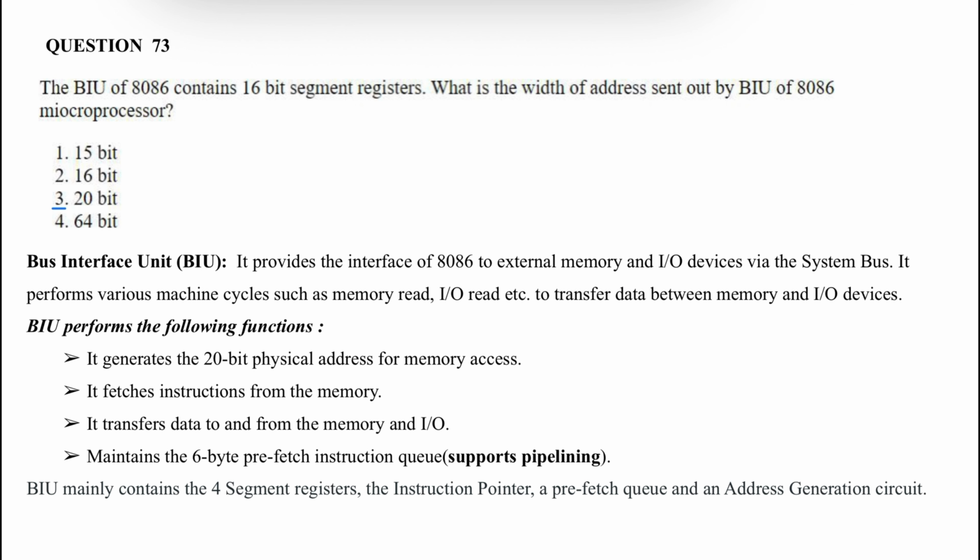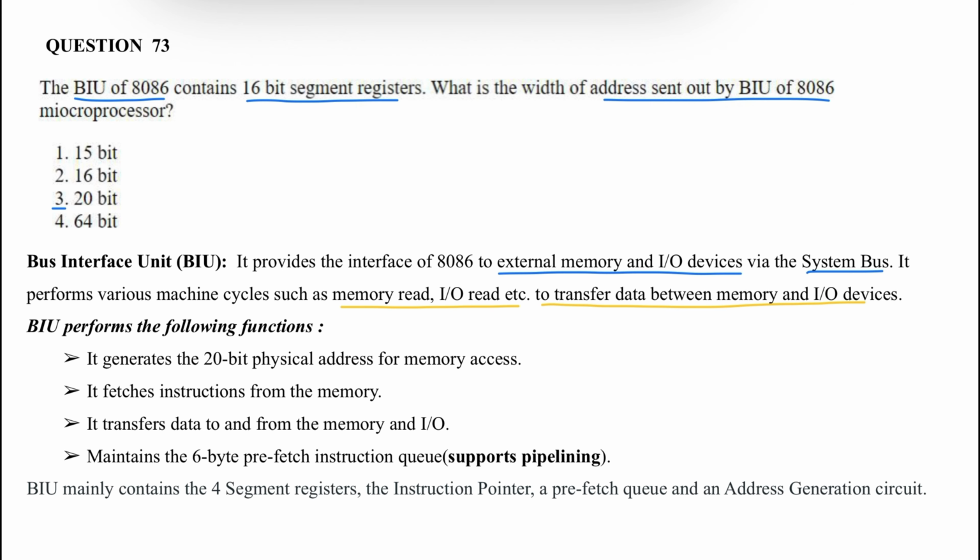Question number 73. The BIU, bus interface unit, of 8086 contains 16-bit segment registers. What is the width of the address sent out by the BIU of the 8086 microprocessor? Bus interface unit. It provides an interface of 8086 to external memory and IO devices via the system bus. This BIU performs various machine cycles such as memory read, IO read, etc. to transfer data between memory and IO devices.